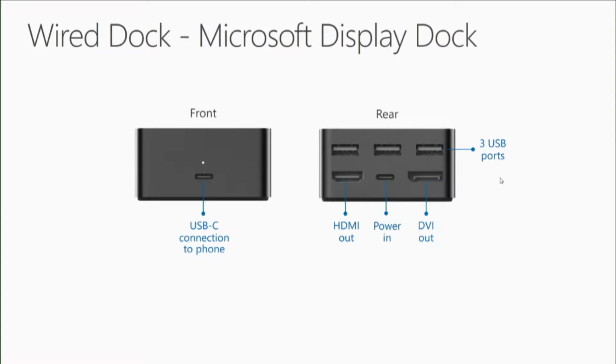So there are a number of ways in which you could connect to Continuum. The first way is what I'm doing right now. I'm actually projecting this PowerPoint presentation right from my phone. I'm using a wired dock, like the Microsoft Display Dock. The Microsoft Display Dock has 3 USB ports in the back of it that allow you to connect to any peripherals you care about. It also has an HDMI out and a DVI out port to connect to the monitor that you want. And there is the USB-C power input to actually power the dock and your phone. On the front, there's a USB-C connection that goes into your phone and allows the projection to actually pipe through.